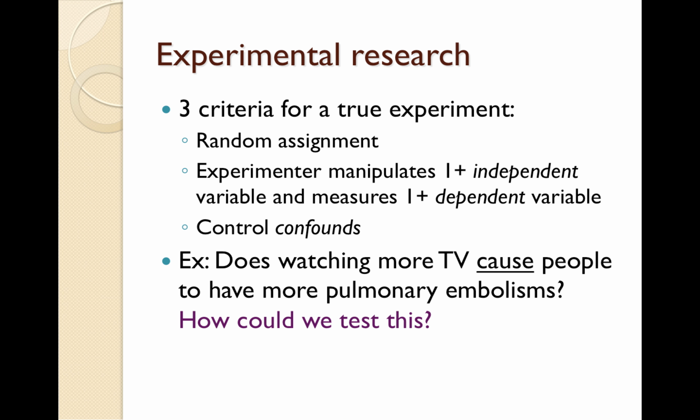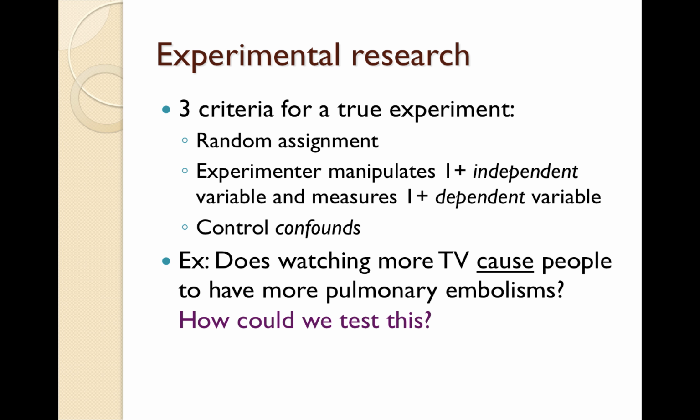People walk in the door, the researcher flips a coin. If it's heads, they are in the watch-a-lot-of-TV group. If it's tails, they're in the don't-watch-a-lot-of-TV group. The only reason somebody would be in group A or group B is because of random chance. So we're not going to let people choose which group they're in, or else the groups will be unequal, and any results we might get are basically crap.